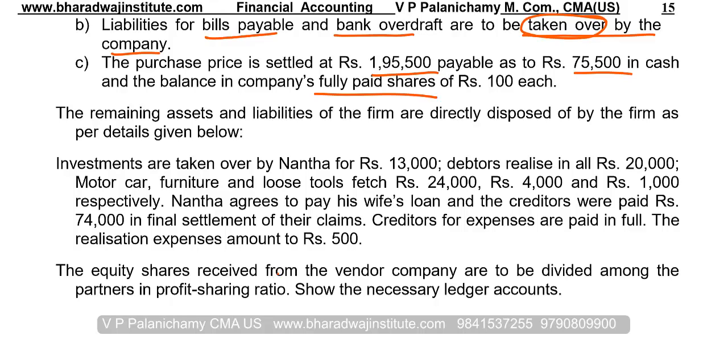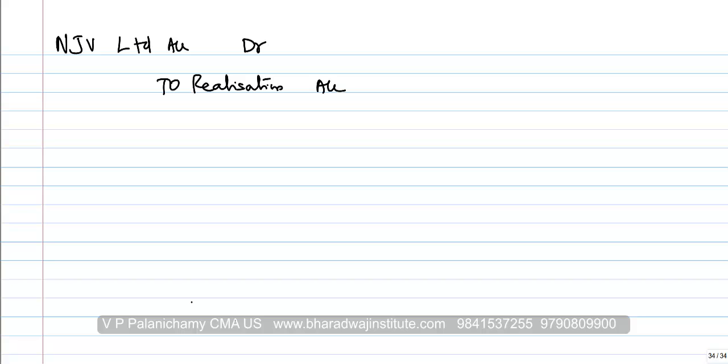Adjustment or entry for purchase consideration. What is the entry you will pass? Purchase consideration: the purchasing company account, NJV Limited account debit, to realization account. You can do it along with me, don't wait. NJV Limited account debit to realization account, how much? 1,95,500.